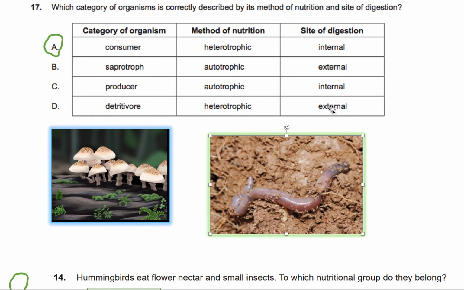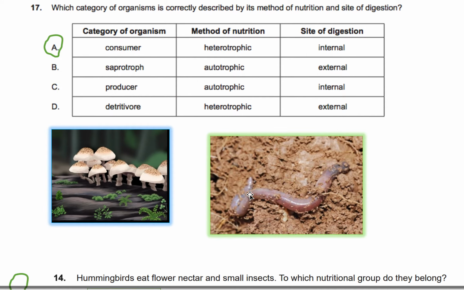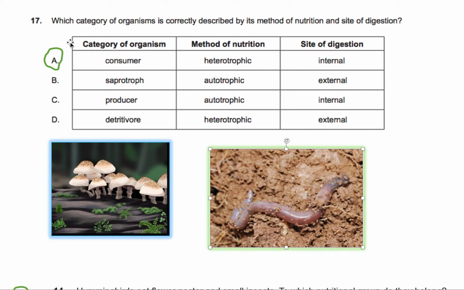And do they do external digestion? No, they have a mouth. They eat it and digest it inside their bodies. They are not like mushrooms. Mushrooms digest it outside. Earthworms will digest it inside. So this is why A is correct. So let's move on to the next one.